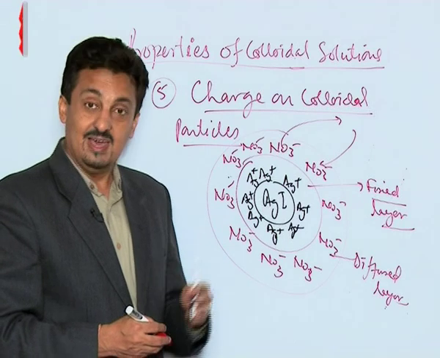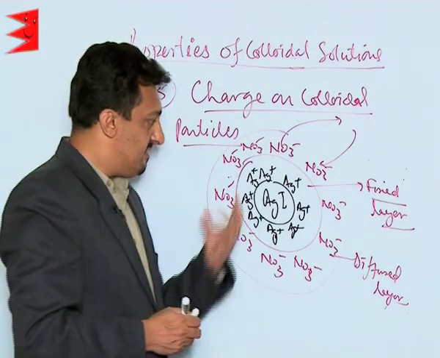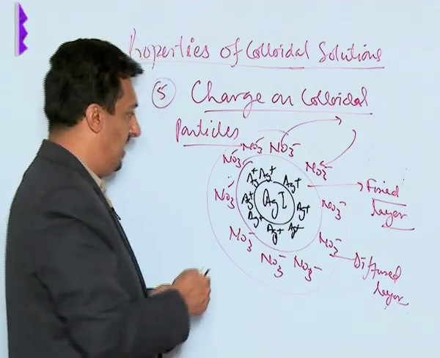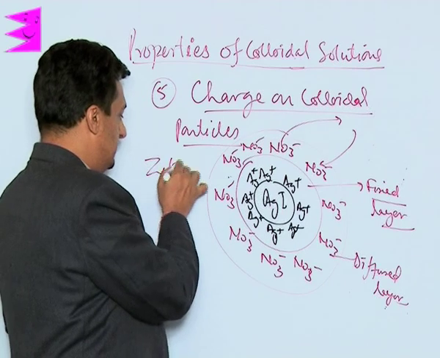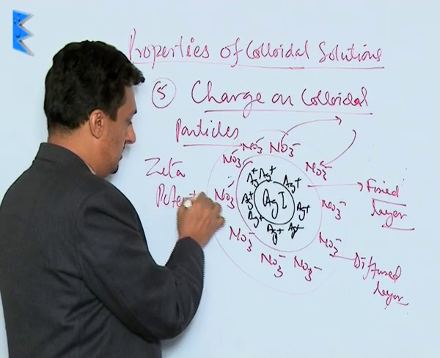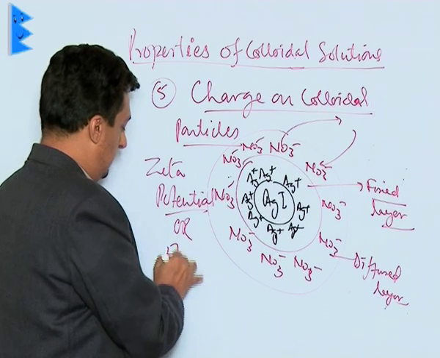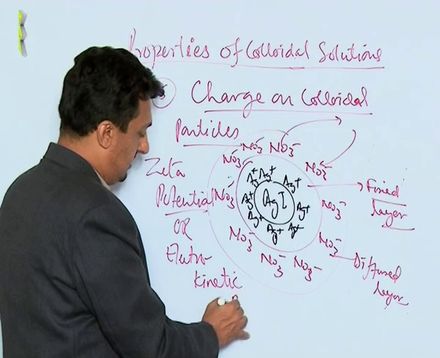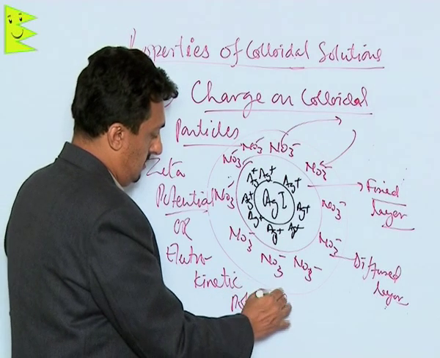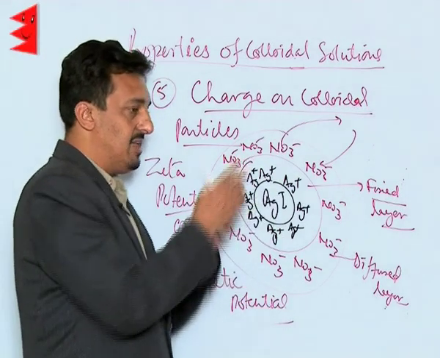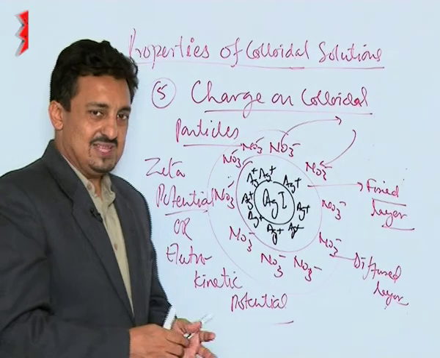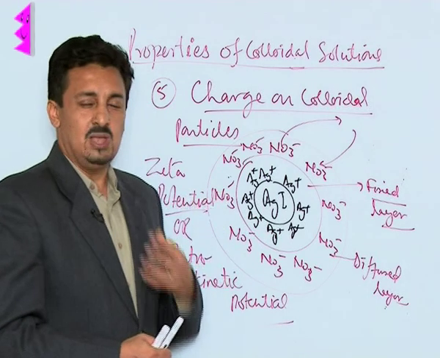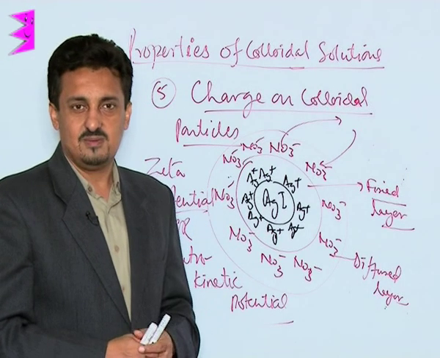Helmholtz's double layer. And since these two layers are oppositely charged, they develop a potential difference between them, and that potential difference is called zeta potential or electrokinetic potential. So the Helmholtz double layer always has a potential difference that's called zeta potential or electrokinetic potential. And this is being used in a number of ways to understand colloids.